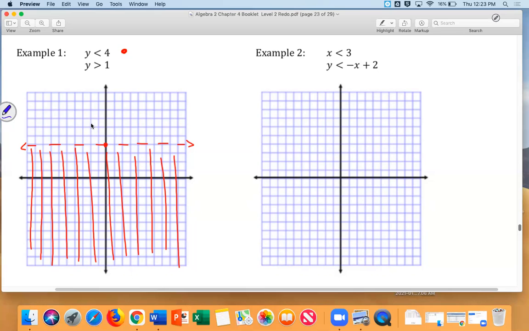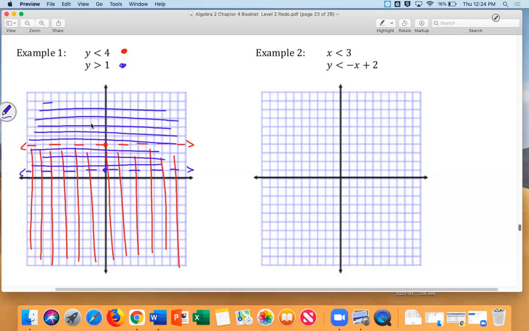Now, this one says y is greater than 1. So I'm going to go to 1, put my point. It's a horizontal line. It's dashed. And it says greater than, right? So my answer is where they overlap. Do you see where they overlap? It's that waffled area right there. That's my solution, and I'm done.